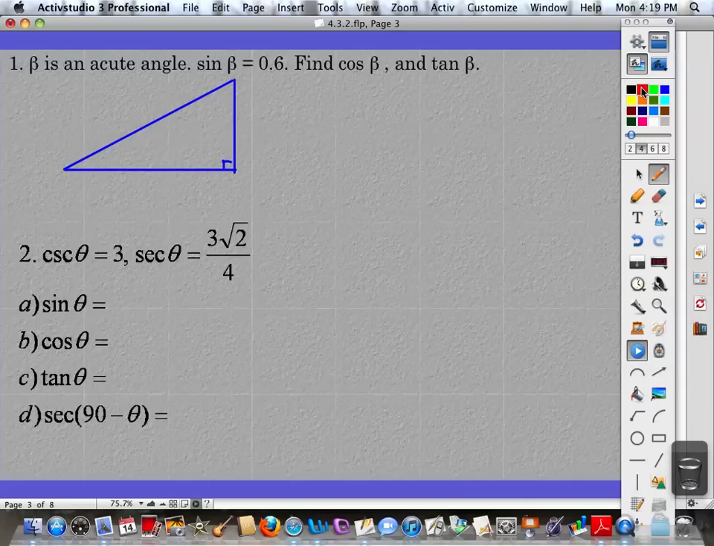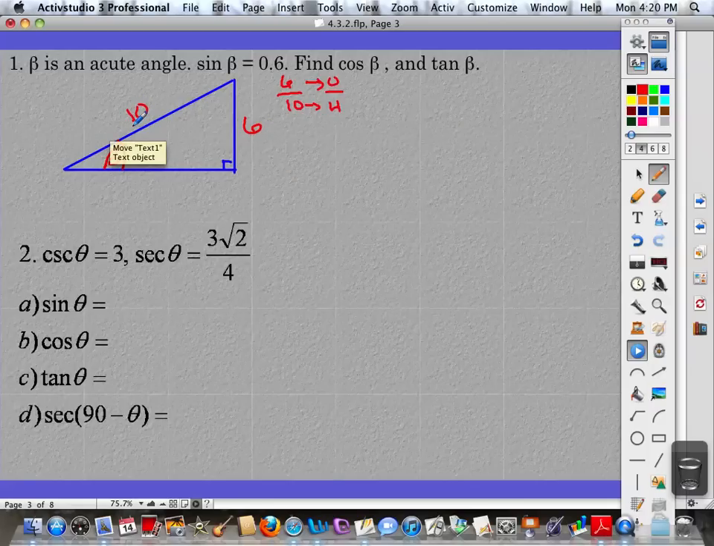So here's our right triangle. Here's my angle beta. It's one of the acute angles. Now the sine of beta is 0.6. Another way we could think of 0.6, remember that's really 6/10. And if we think about our right triangle trigonometry from yesterday, the sine is the ratio of the opposite over the hypotenuse. So if this is my angle beta down here, then the opposite leg makes this leg 6. It makes the hypotenuse 10.